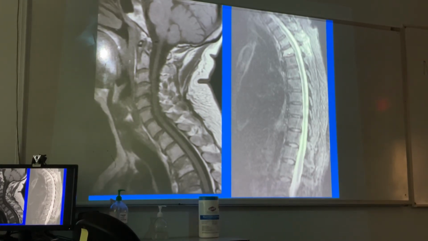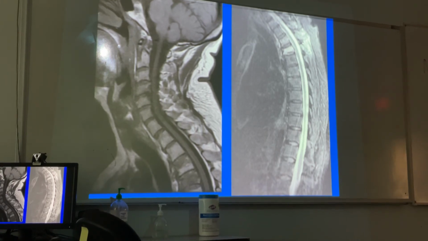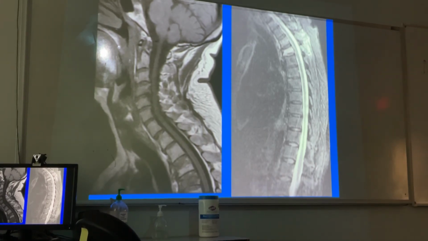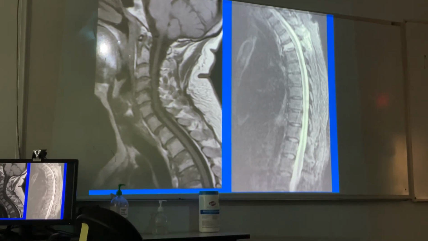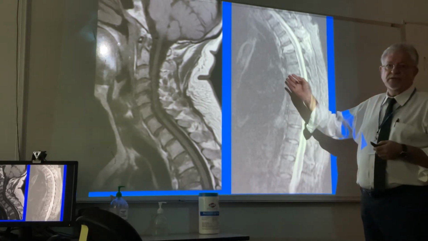Normal signal intensity, this is increased, but so is this increased. So this is paraspinal muscle tearing. This is what happens when you roll your son's truck 3 times and land wheels down. So these are compression fractures.